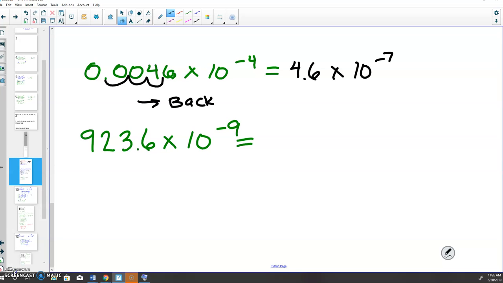In this one, where do you want your decimal? Good, in between the 9 and the 2. And you had to move it forward 2 spots to get there. So if you're at -9, you move it forward, -7.